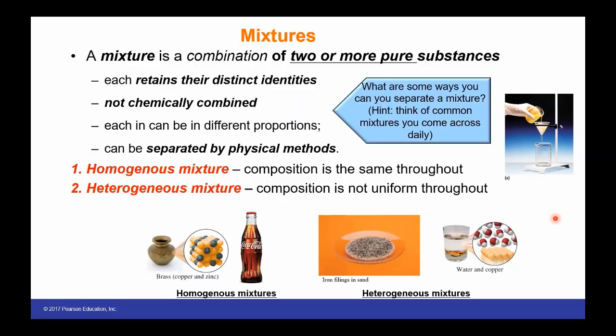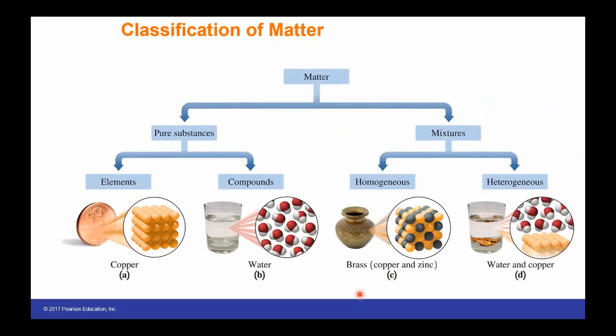There are 2 different types of mixtures: homogeneous mixtures and heterogeneous mixtures. Homogeneous mixtures have the same composition throughout, whereas a heterogeneous mixture does not have the same composition throughout. So a bottle of Coca-Cola, maybe mayonnaise, let's say, French dressing, those will all be homogeneous mixtures. Whereas something where you can see the different components would be a heterogeneous mixture.